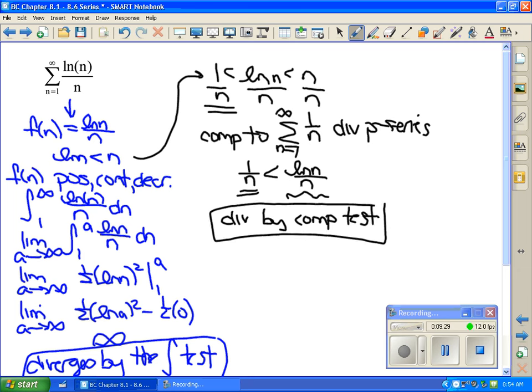So the only way you can use a direct comparison test is if you know the inequality and the inequality satisfies the needs for convergence or divergence.